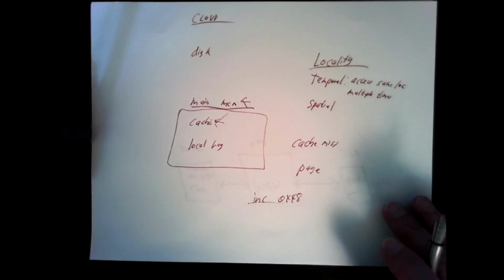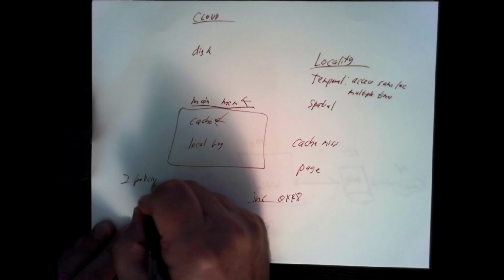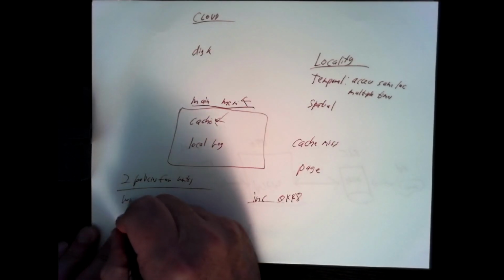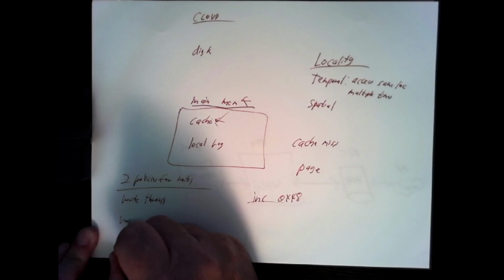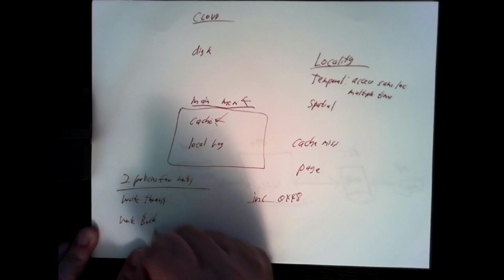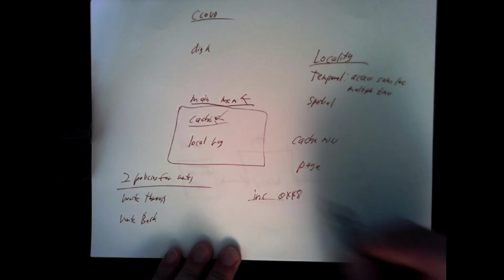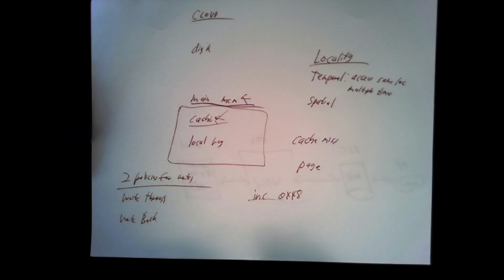And there's 2 ways to do this, 2 policies for doing writes. There's write through, and there's write back. Write through says when I update a location in my cache, it also gets updated in main memory. Well, that's pretty simple to implement, but it's not so great performance-wise.